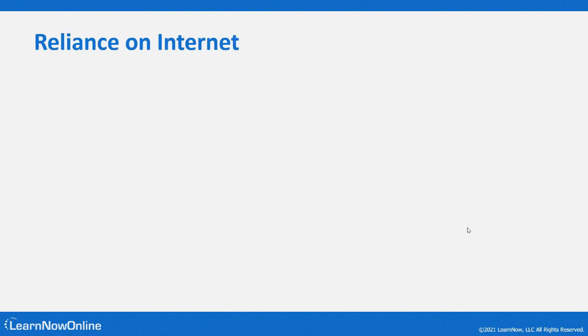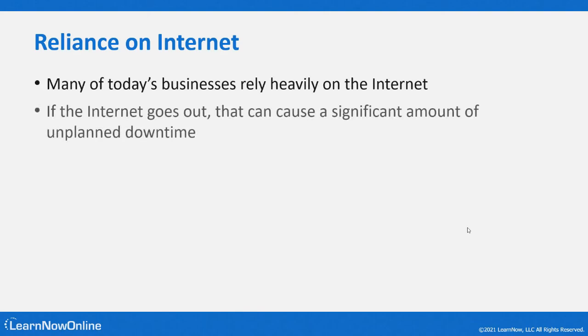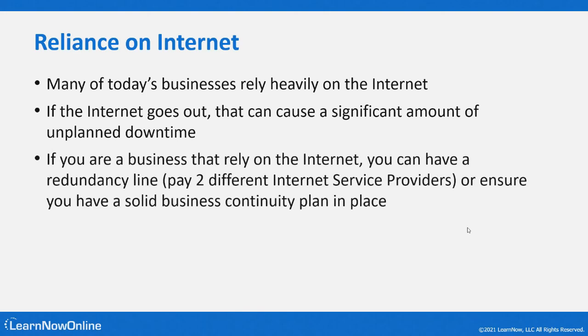There's also a reliance on the internet, and a lot of companies nowadays heavily rely on the internet, as do we as individuals. If the internet goes out, that can cause a significant amount of unplanned downtime. If you're a business that relies on the internet, you can have a redundancy line, which means you're paying for 2 different internet service providers, or you can ensure that you have a solid business continuity plan in place for when the internet goes out.